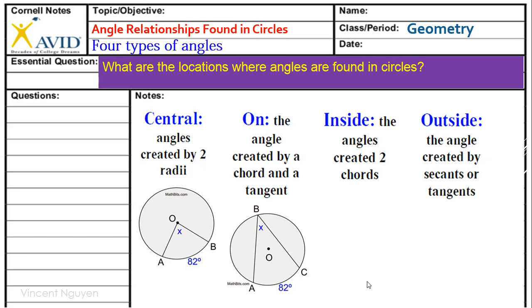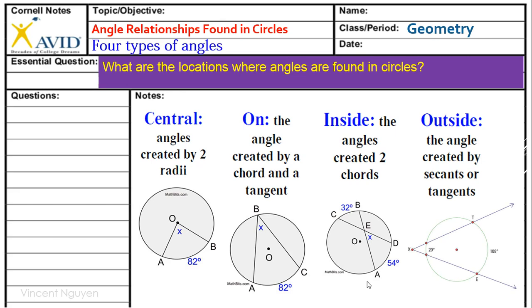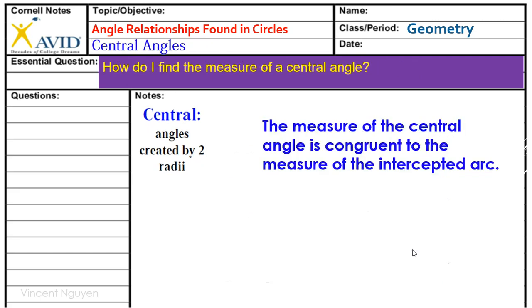And then you'll also find angles that are inside the circles, right? When two chords intersect. And then, of course, we'll find angles that are outside of the circle, like this right here, when two secants meet on the outside. So we'll talk about them, and we'll talk about the relationships that they have with the arc.